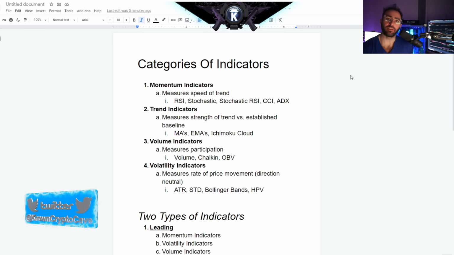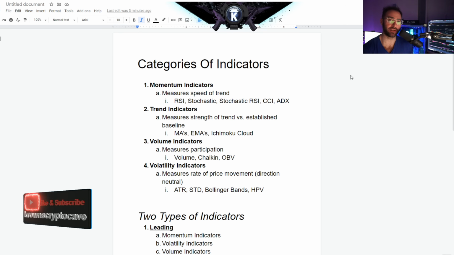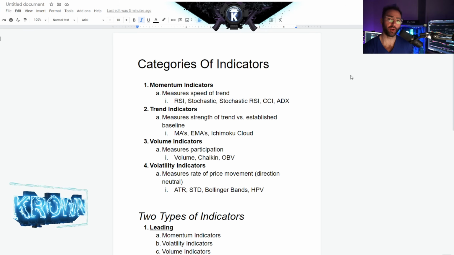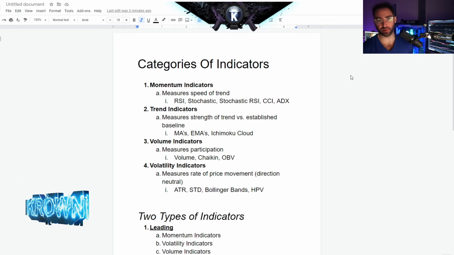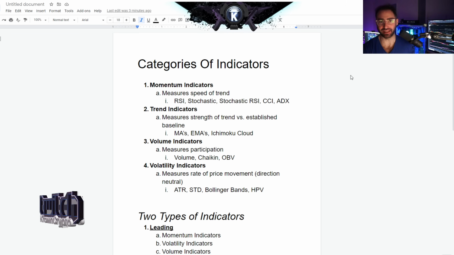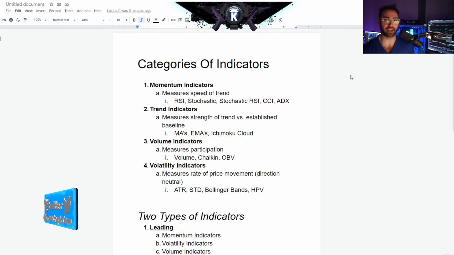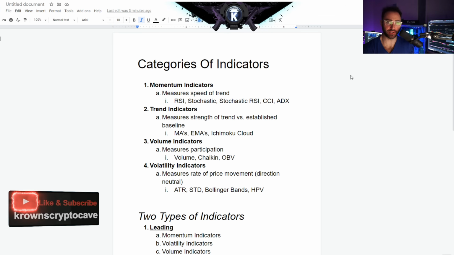On top of that, we have our volume indicators, and that one's a little bit more self-explanatory, I suppose, as volume indicators essentially just measure participation within a particular movement. Now, the most obvious one is quite literally just your volume bars, and on top of that, you have the Chaikin oscillator, you have OBV, those sorts of things are going to fall into that category. Then we move on to volatility indicators.